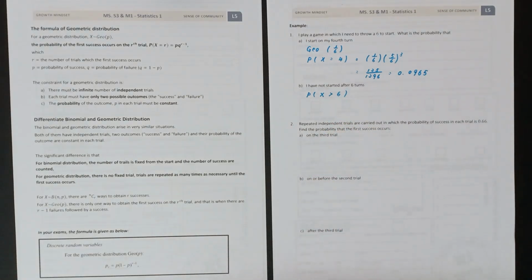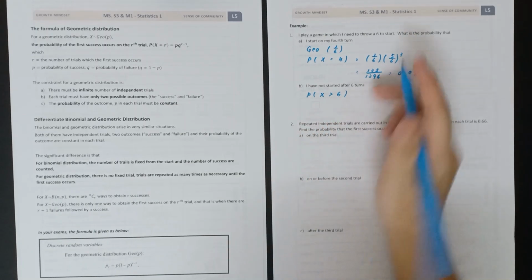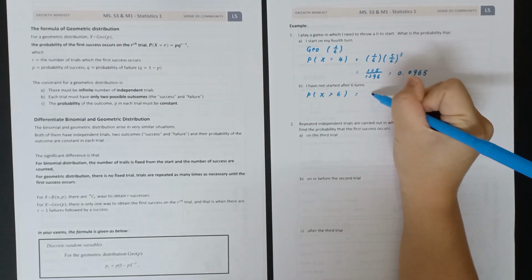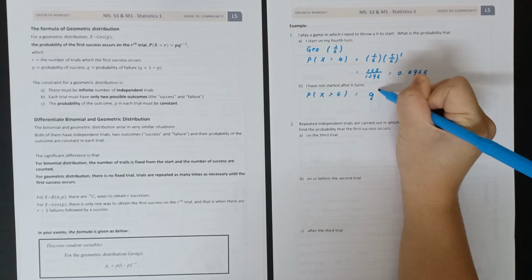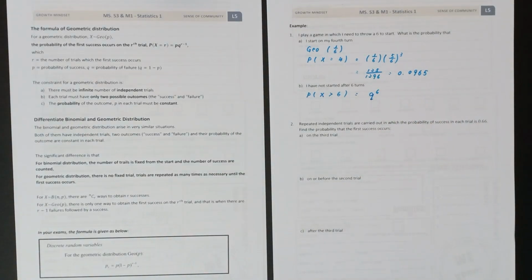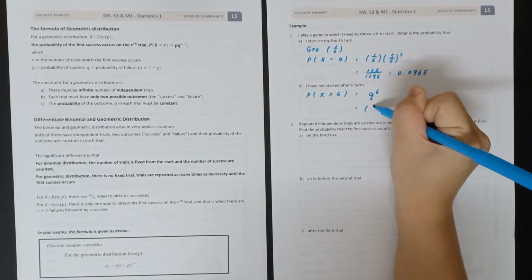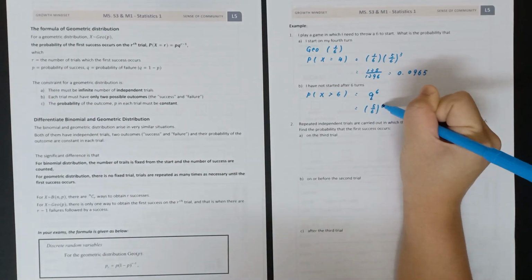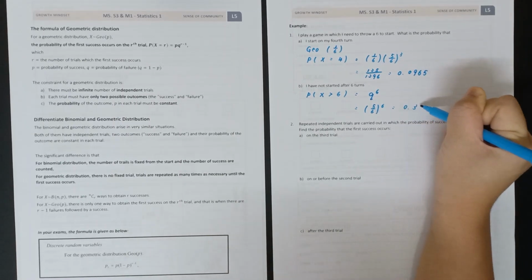So what is the probability that I have not started after the 6th turn? If I have not started after the 6th turn, what does that mean? It means that for each of the 6 turns, I get a failure. So the probability of not having started after the 6th turn is equal to getting all failures for 6 times. That's why I have not started. So my answer is 5 over 6 to the power of 6, which is 0.335.